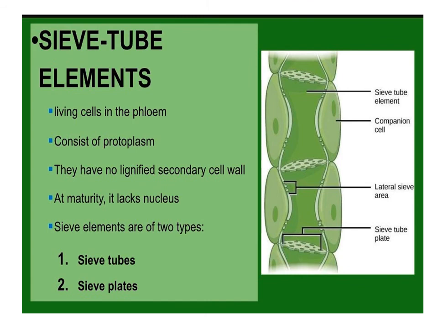Living cells in the phloem consist of protoplasm. They have no lignified cell wall. At maturity, it lacks nucleus. There are two types, sieve tubes and sieve plates.